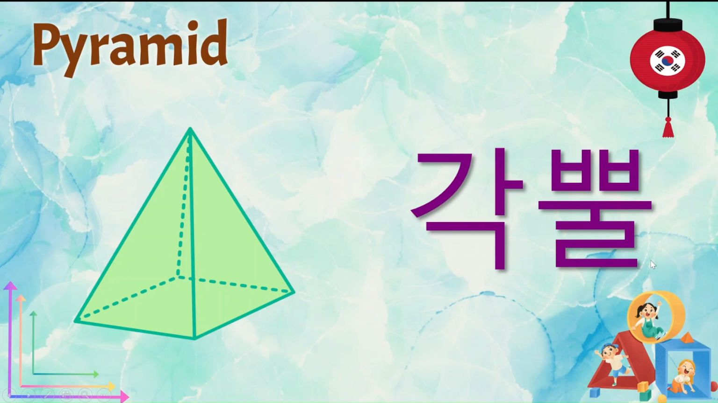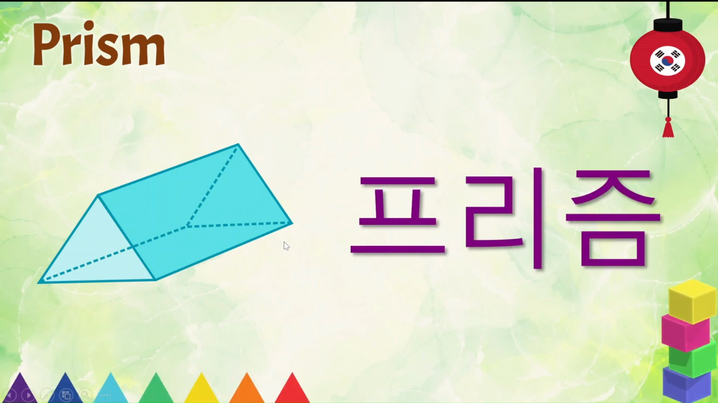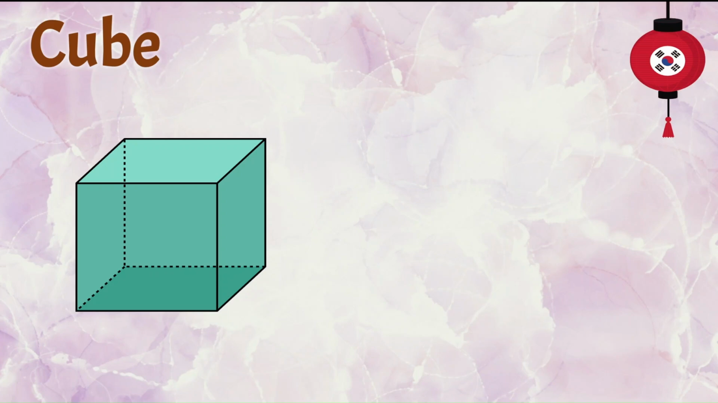Okay? 각뿔. Next comes the Korean word for prism, and that is very easy because it is just the transliteration of the English word for prism, that is 프리즘. 프리즘. Okay, now let's move ahead and see how to say cube in Korean.